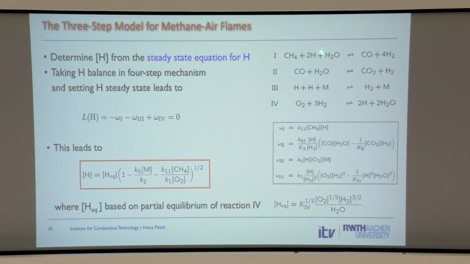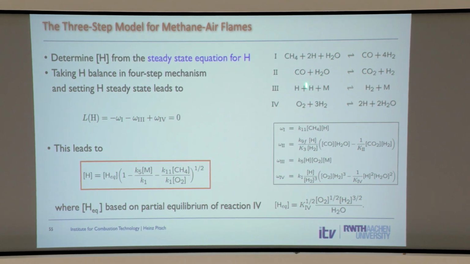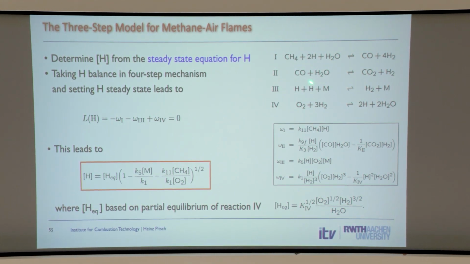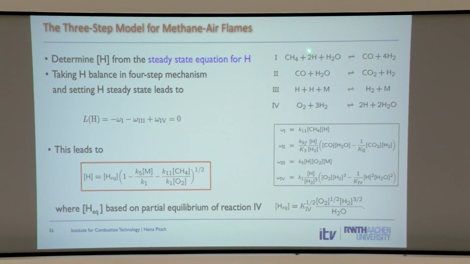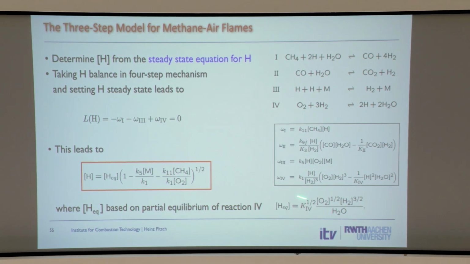Hydrogen is consumed here by reaction 1, so this is minus omega 1. And then it's consumed by reaction number 3, minus omega 3. And then it's produced here by reaction number 4, so plus omega 4. You see each one is 2, 2, and 2, so the factor of 2 just goes away. And then these rates are written here, and I can plug this in and solve the whole thing for the concentration of H. And that's what you get here.